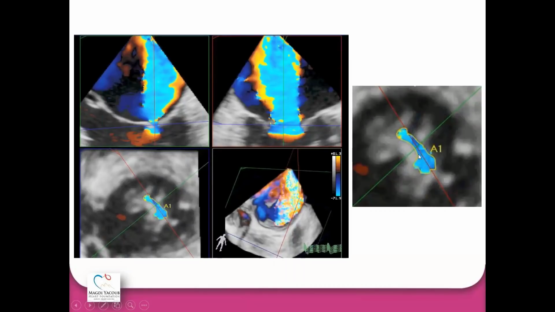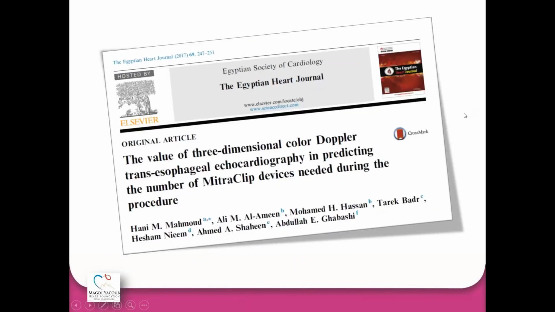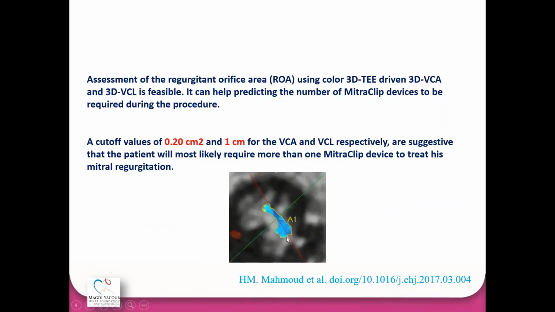This 3D vena contracta was shown to be very well correlated with the severity of mitral regurgitation, and I've also done some work in that, and we could show that it can predict the number of mitral clips needed during the procedure. We could show that if the vena contracta area by 3D is 0.2 square centimeters or more, this patient more likely will need more than one MitraClip. At the same time, if the length of the vena contracta area is more than 1 centimeter, this patient more likely will need more than one MitraClip.